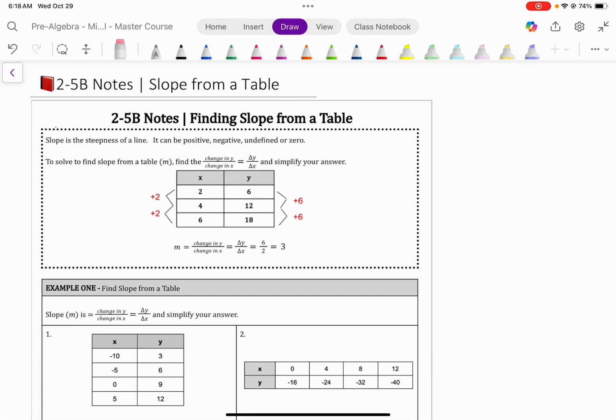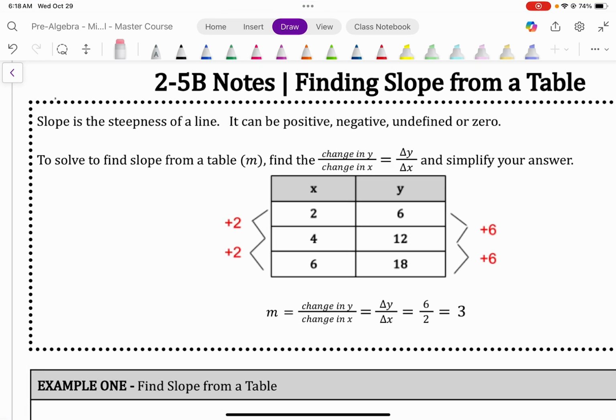These are pre-algebra notes for section 2.5, where we're going to find slope from a table. In our previous lesson, we found slope from a line on a graph. Now we're going to do it from an XY table of values. Again, we just want to remember that slope measures the steepness of a line.